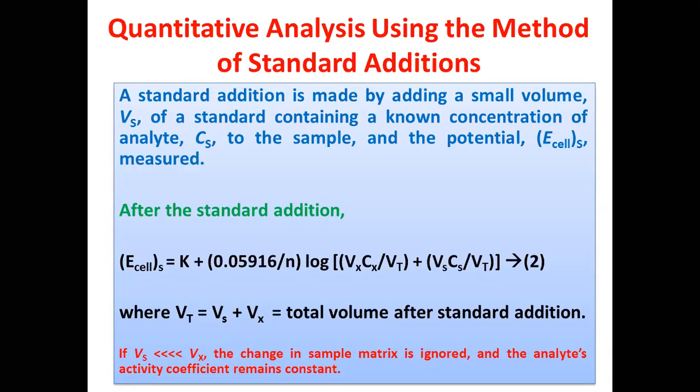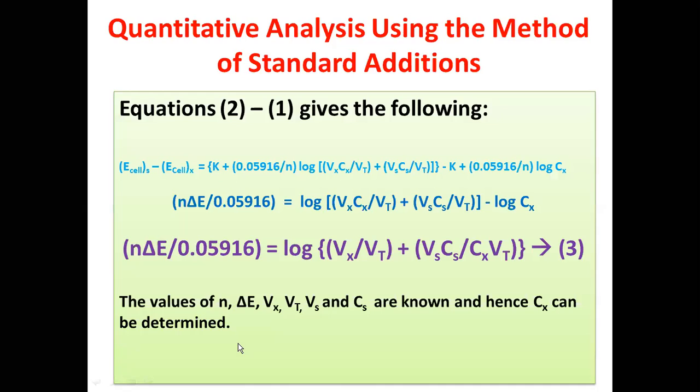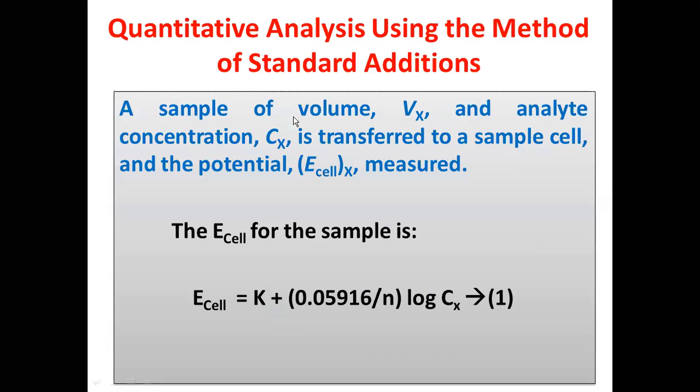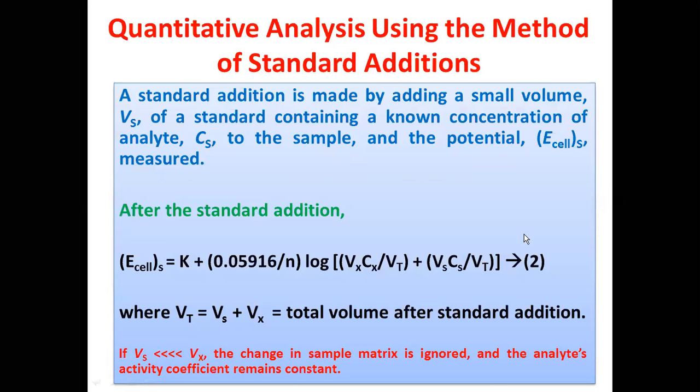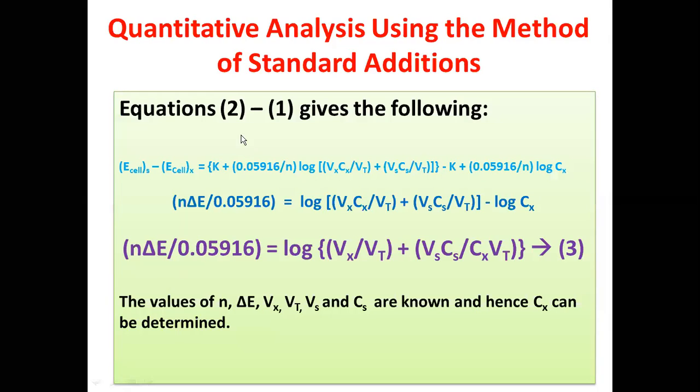Activity is the same as concentration. So Vs is such a small volume that you are going to spike. You subtract equation 1, this particular equation that gives the relationship between the concentration of analyte in the sample and the potential measured for the sample, from equation 2, the total concentration of analyte after the standard addition procedure and the total potential. Equation 2 minus 1 gives this particular equation.